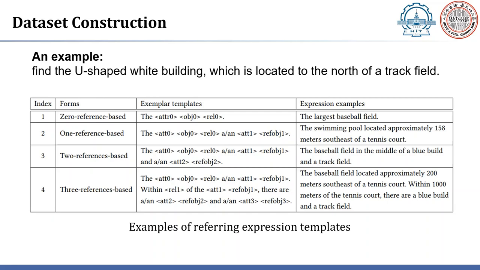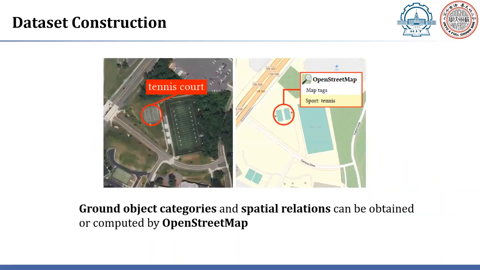So our templates can be categorized into four types according to the number of reference objects, as shown in the table. These are the 0 reference, 1 reference, 2 reference, and 3 reference object templates. Some examples are also shown in the table. These templates need ground object categories and spatial relations.